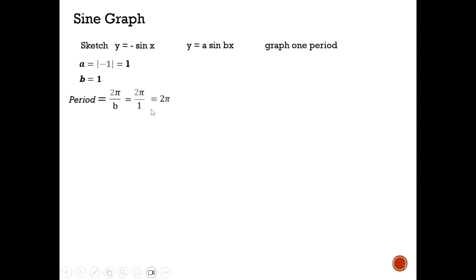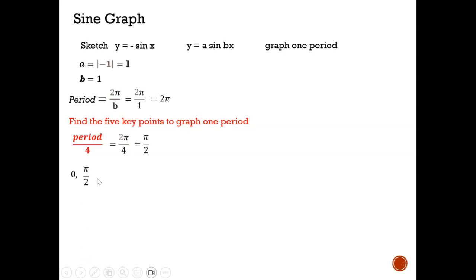Right? So to find the 5 key points, we divide the period, which is 2 pi, by 4. Then we reduce it, it'll be pi over 2, which means we're going to be counting by pi over 2s. We start with 0, and then pi over 2, 2 pi over 2, 3 pi over 2, and 4 pi over 2. Right? Now we simplify. We got 0, pi over 2, pi, 3 pi over 2, and 2 pi.